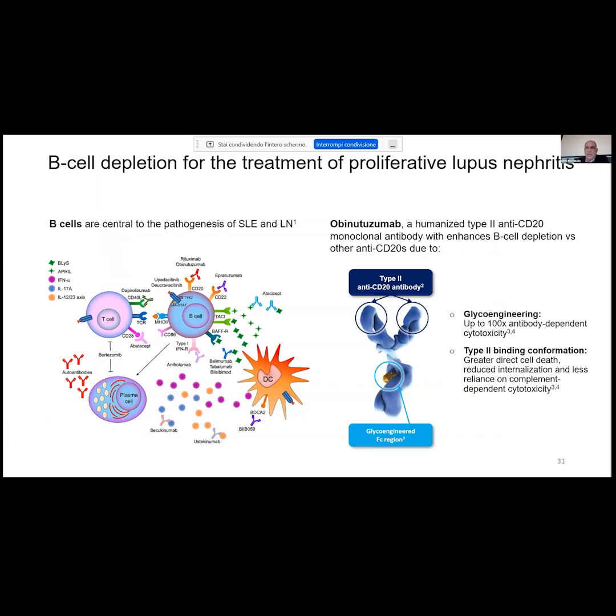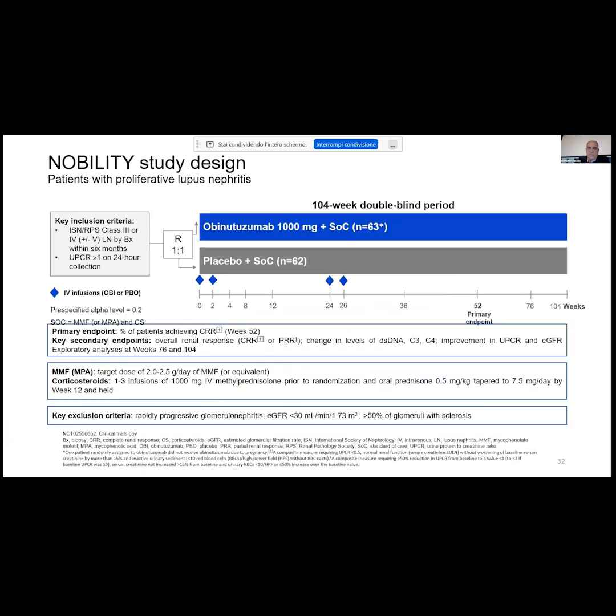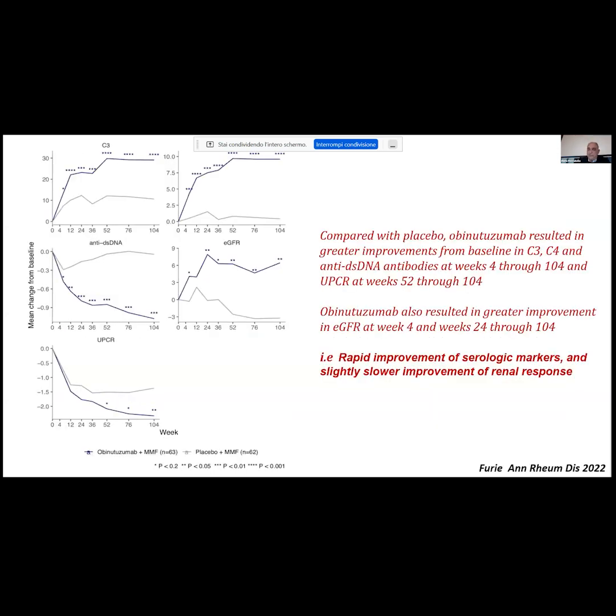Obinutuzumab is a humanized type 2 anti-CD20 monoclonal antibody that was glyco-engineered to show a greater direct cell death, reduce internalization, and have less reliance on complement-dependent cytotoxicity. It was used compared to placebo on top of a standard of care based on mycophenolate, and the results were very, very interesting.